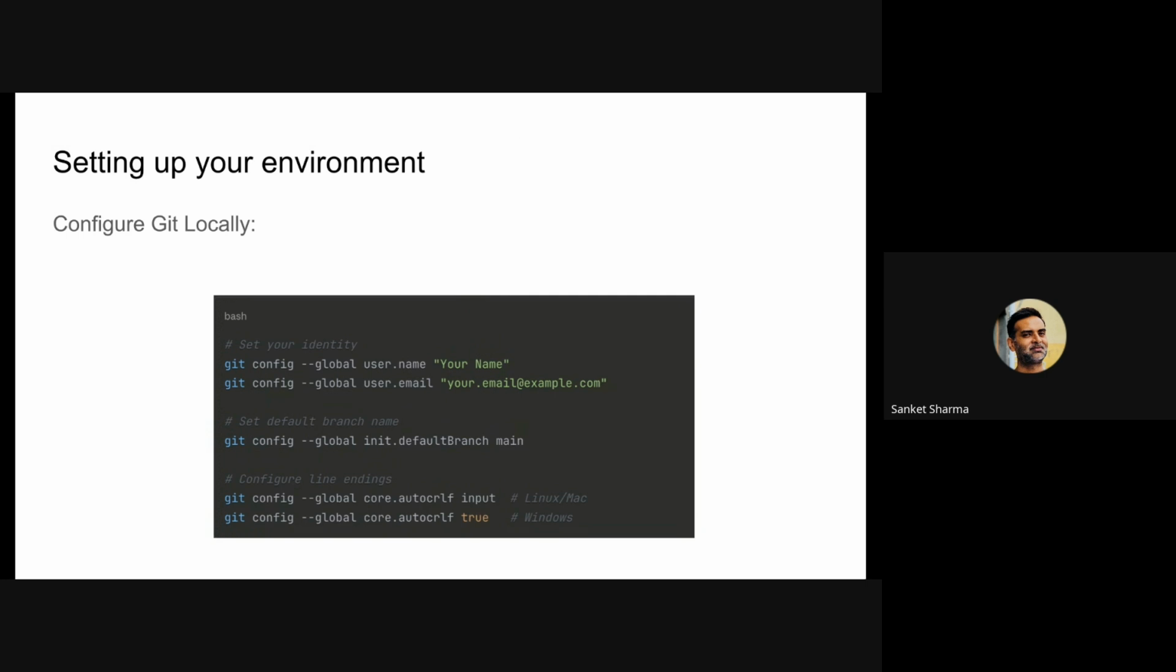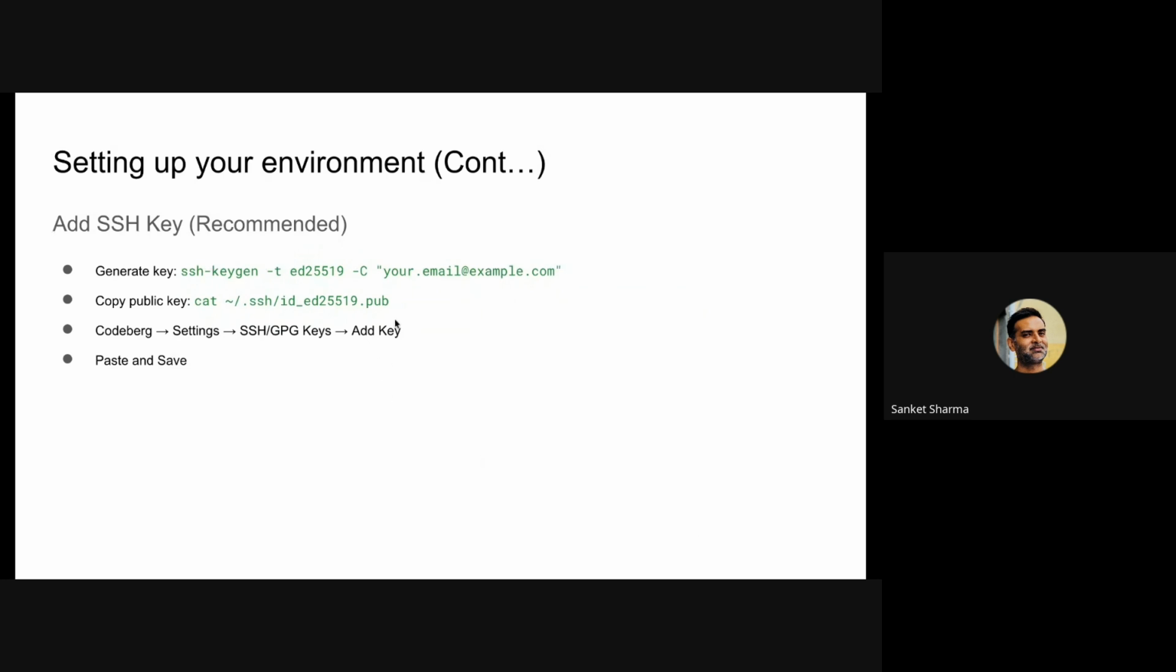Then setting up your environment. I'm not going to go through all the Git stuff in a lot of detail, but I can share this presentation, which shows you how to configure your local Git repository or Git settings to get going, and then adding your SSH keys for Codebug authentication. Pretty stock standard process, nothing fancy here. If you need help, feel free to reach out.